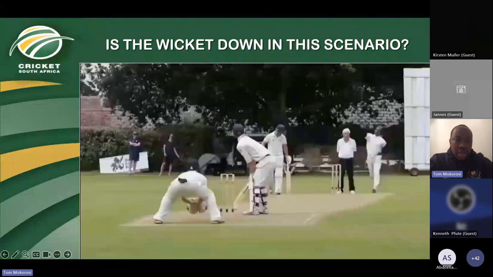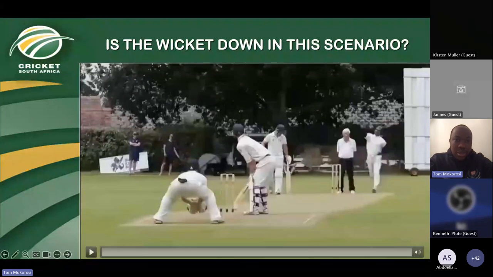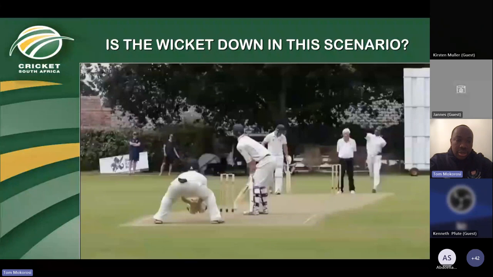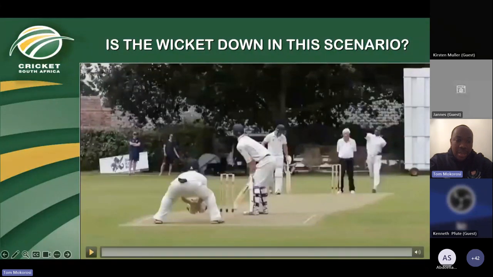So here's our first scenario for whether the wicket is down or not in this scenario. After you've watched the scenario, you can type into the chat box one out or one not out. And then we'll move on to the next scenario.